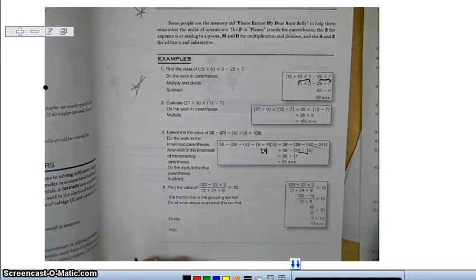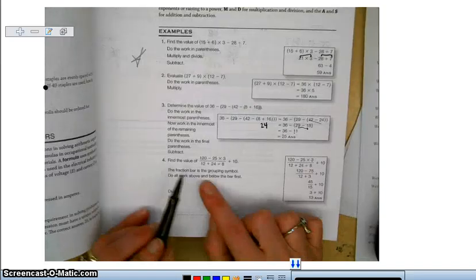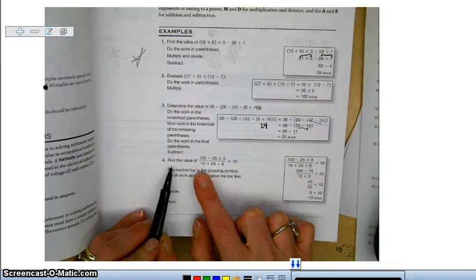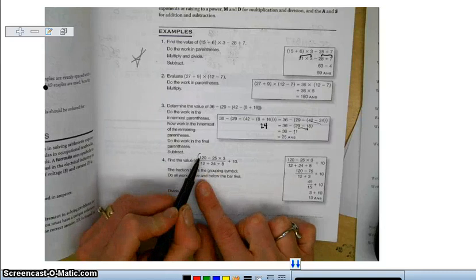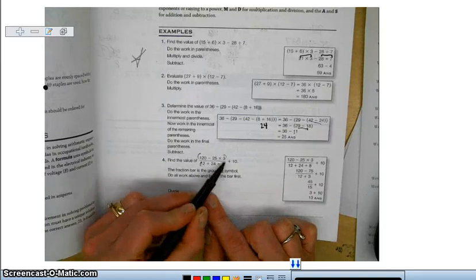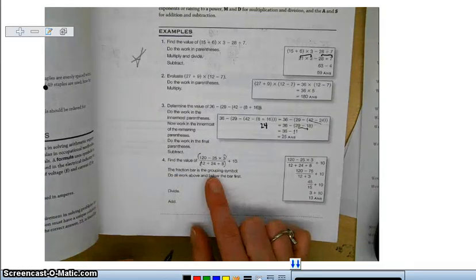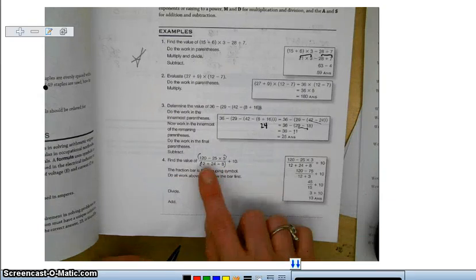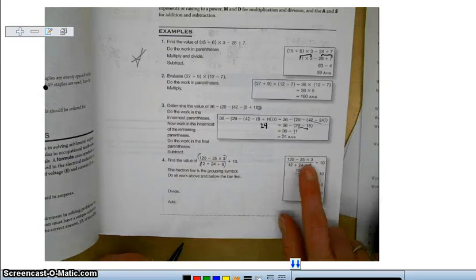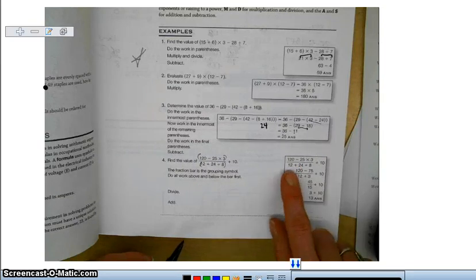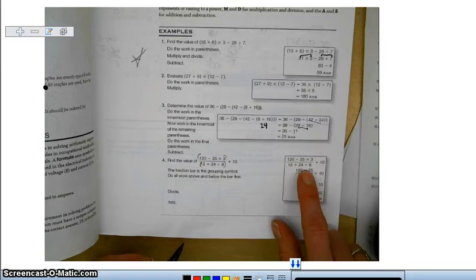Okay, finally number 4. When you have fractions, there are actually grouping symbols around the top and around the bottom. The fraction bar is the grouping symbol, so you do everything on the top and everything on the bottom. As they work through the stuff on the top here, the first thing you do is the multiplication. So 25 times 3 is 75, and then 120. And then on the bottom at the same time they do the division first. 24 divided by 8 is 3.